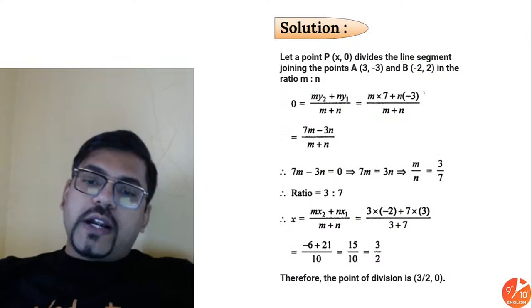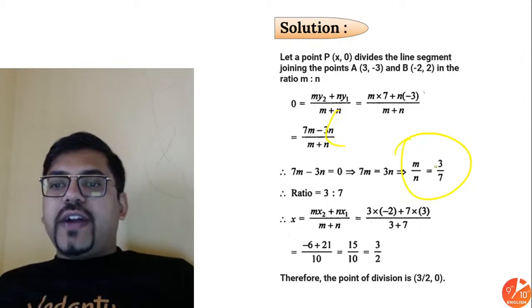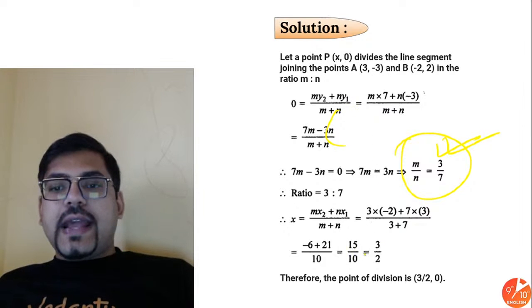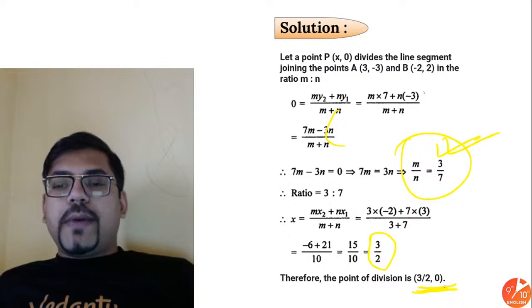Once you got the value that the ratio is 3:7, thereafter you can even find out the value of the point x, that x point which we were having. So that is 3 by 2. So 3 by 2 comma 0.